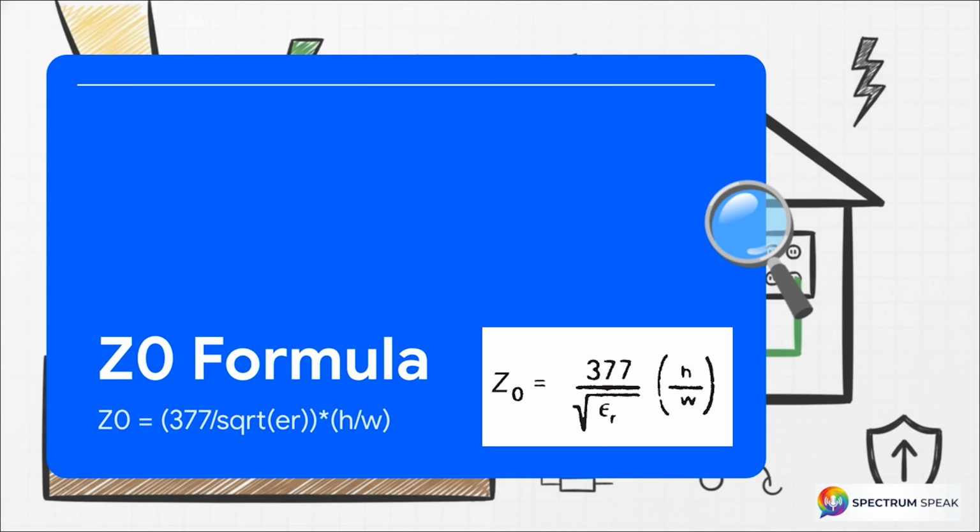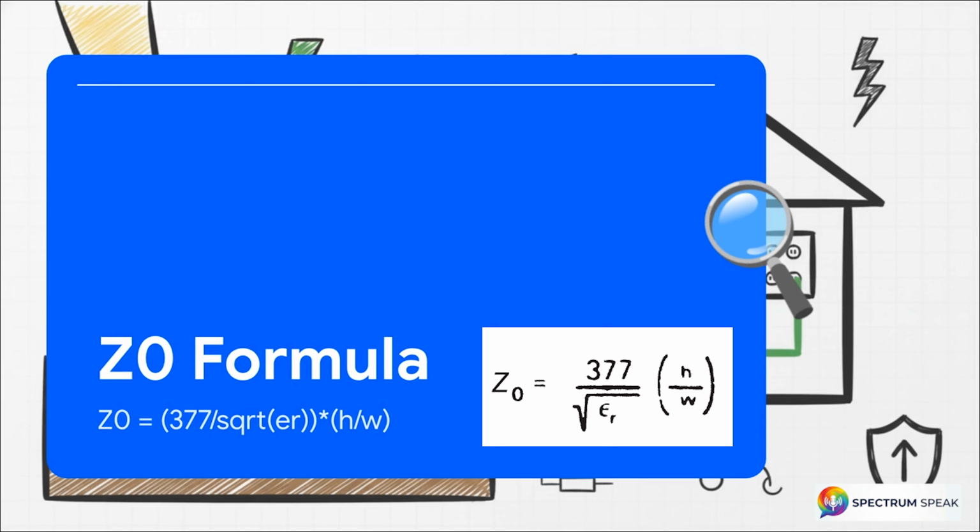Let's do a practical walkthrough right now. Let's say you're designing a PCB. We're using standard FR4 fiberglass. That has a dielectric constant, ER, of exactly 4. Let's say the distance between our signal trace and our ground plane, our H, is 0.1 millimeters. And let's make our ground plane super wide, say a width W of 10 millimeters.